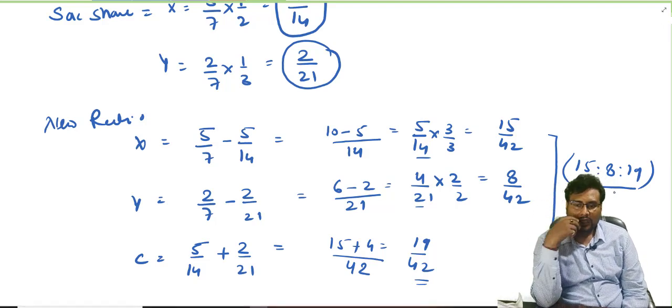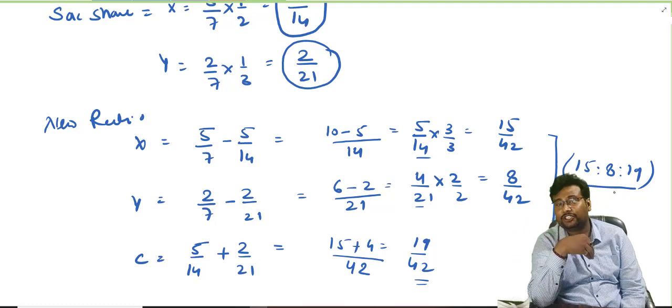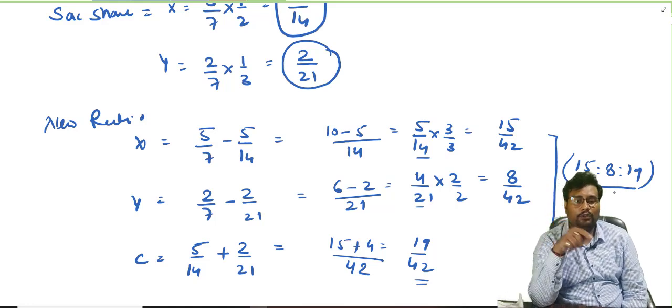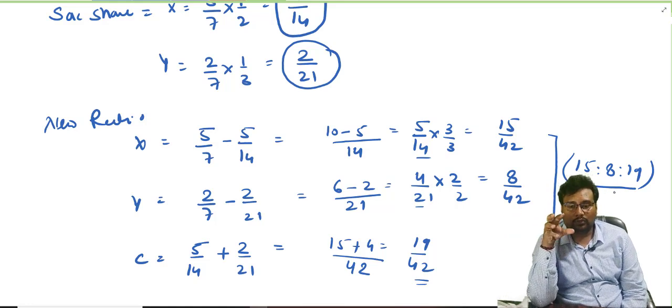And there is a very simple thing here: what is his share? The sacrificing share formula is generally new partner's share into sacrificing ratio, but sometimes it is given in a different way, like in this question, where it is clearly mentioned that the old partner is sacrificing his share in this particular ratio. So we have to solve the question like this.